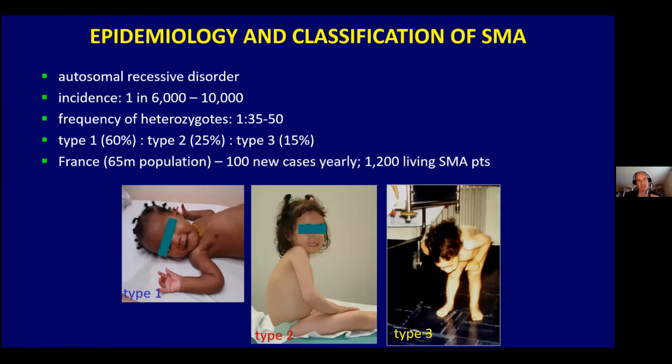Type 2 patients are called sitters because even though they will never walk, they've achieved at least some degree of motor improvement, of motor milestones. And they may survive quite long if you provide them with proper care. And type 3 patients are, by definition, patients who have achieved independent ambulation. So they've been able to walk at least for some time, and they may or may not lose ambulation in the long run.